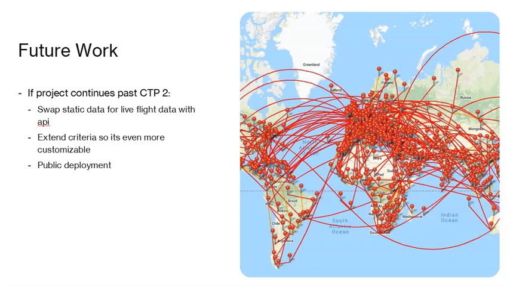Future work. If the project continues past CTP2, I would swap static data for live flight data with an API. I would extend the criteria so it's even more customizable, which is pretty good. And then obviously I'll do public deployment as well. Just give people more options and have live flight data, which I think is cool as well. But that's pretty much it.